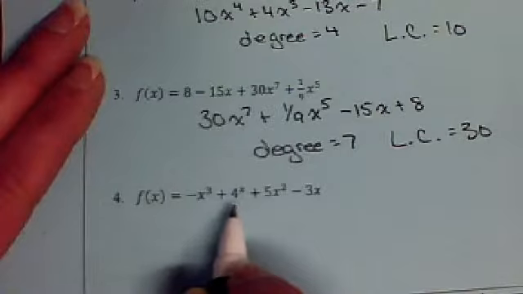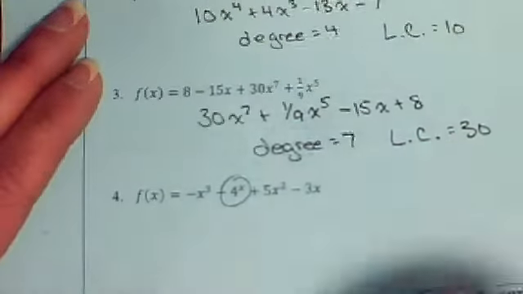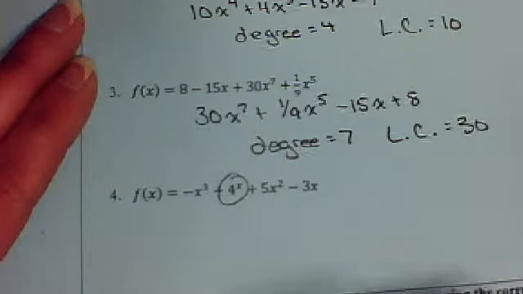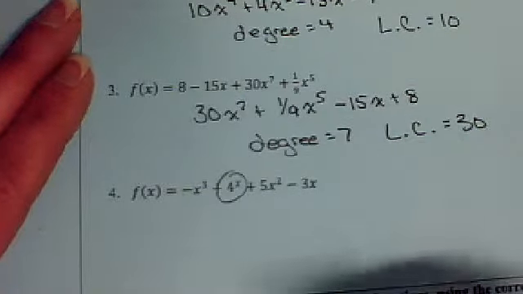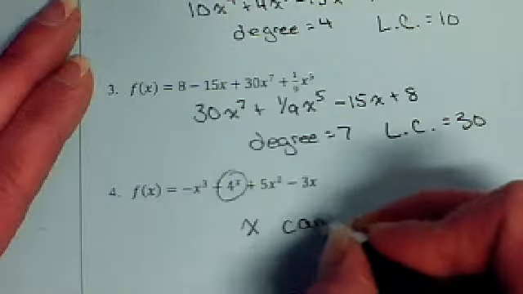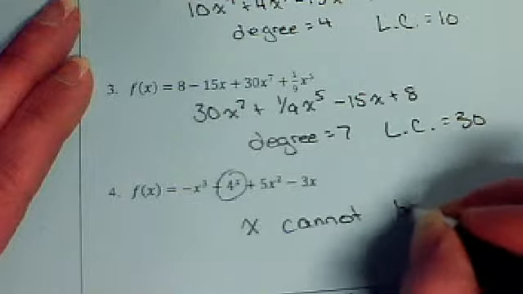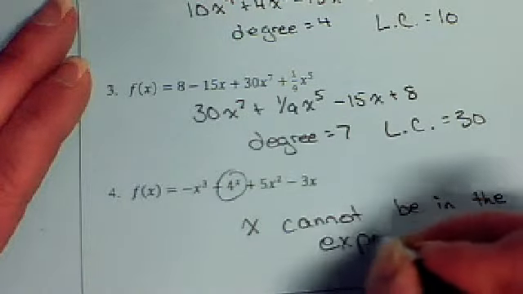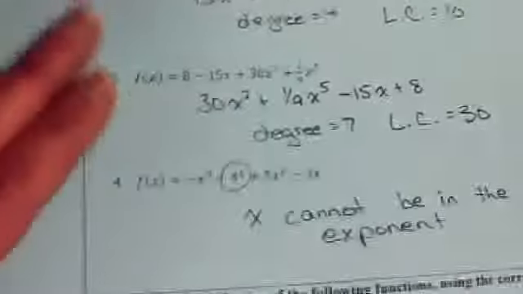Now this one, on the other hand, x is in the exponent. That means it's unknown. We don't know what it is. It could be anything. It could be negative. It could be anything. So x cannot be in the exponent. It is not a polynomial.